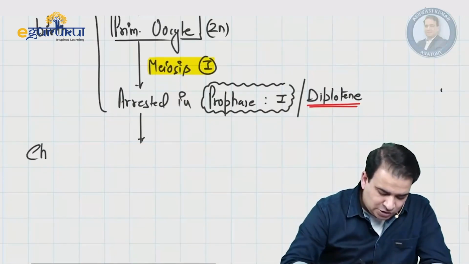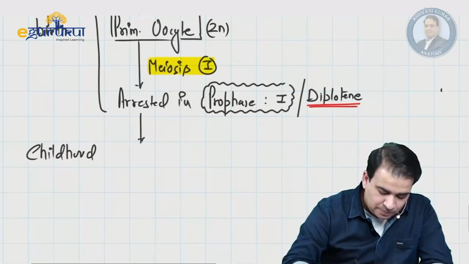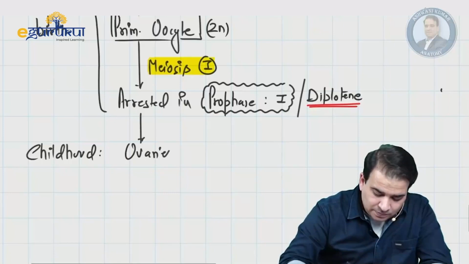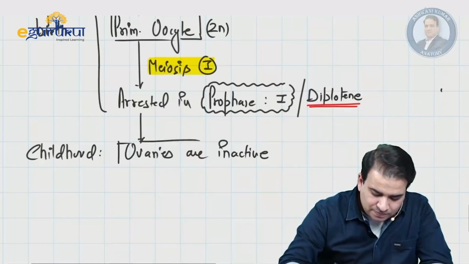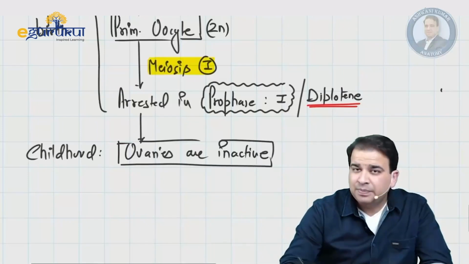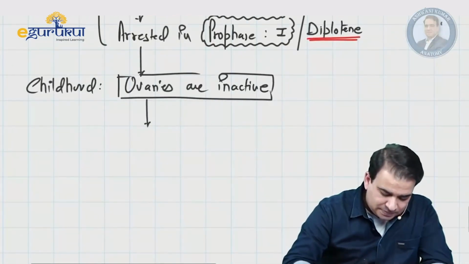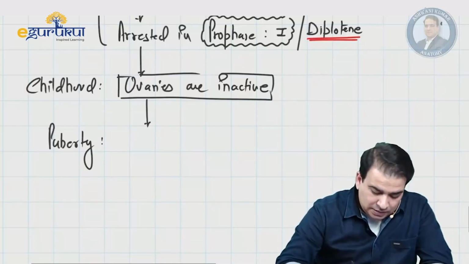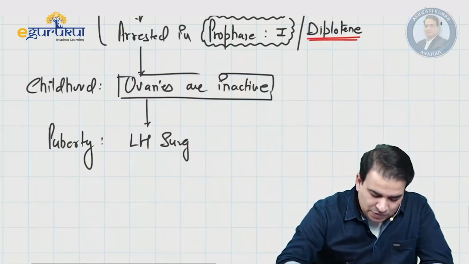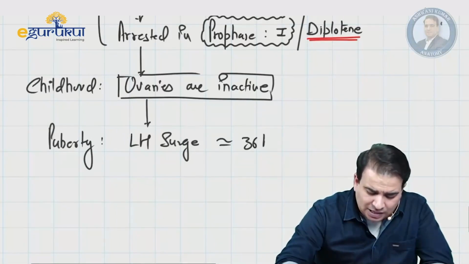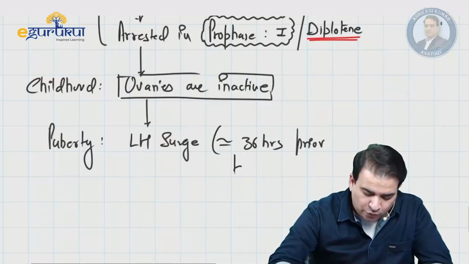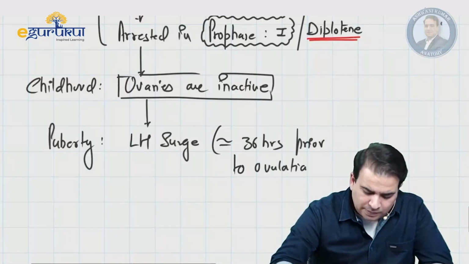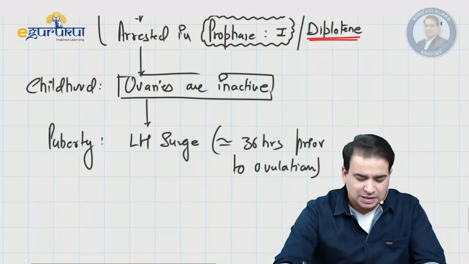So that's what we said, that during childhood, ovaries are inactive, so obviously no change there. So this stays like this till puberty. But once puberty is attained, guys, with every cycle there is an LH surge, which is approximately 36 hours prior to ovulation. Approximately 36 hours, 24 to 48, prior to ovulation.